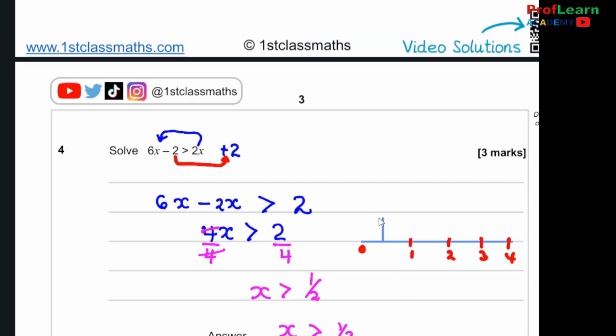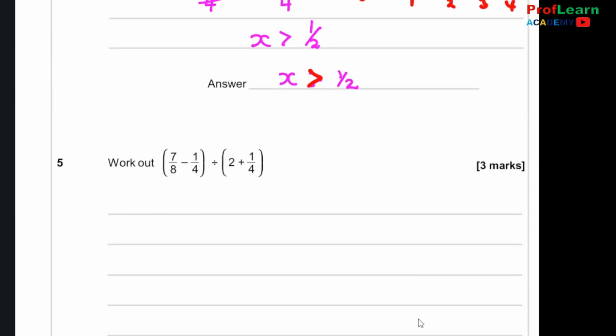We need to draw a circle at the top here. But since there is no equality part, it's just greater than, we are not going to shade this circle. So we are going to draw our line in that manner, indicating that this inequality is satisfied by all values which are more than a half. That is how we can represent this on a number line. That is a possible question that you can be asked in the coming exam, so you ought to know that.